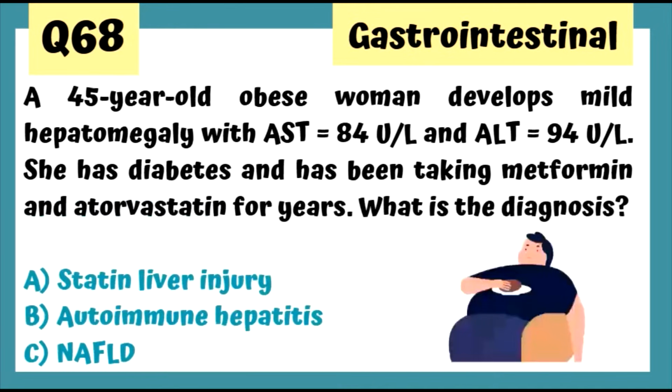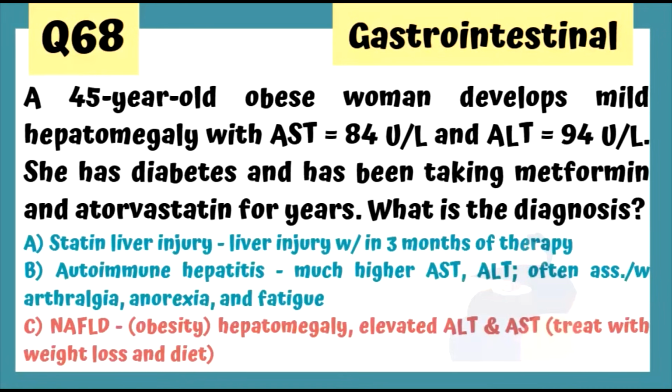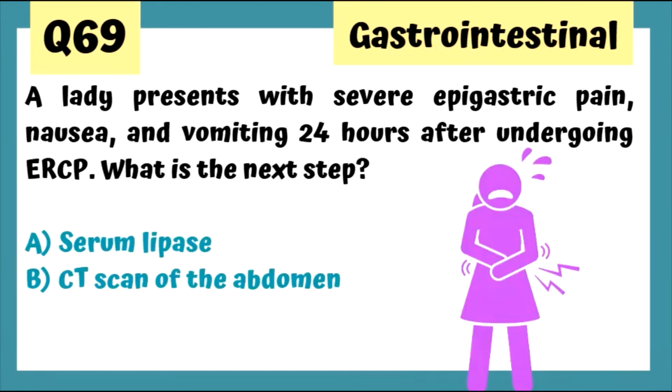Question 68. A 55-year-old obese woman develops mild hepatomegaly with AST 84 and ALT 94. She has diabetes and has been taking metformin and atorvastatin for years. What is the diagnosis? What's going on over here? So once again, we have non-alcoholic fatty liver disease, which is seen more in obese patients. Patients present with hepatomegaly and elevated ALT and AST, and we treat this condition with weight loss and diet.